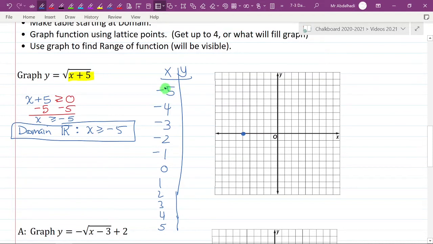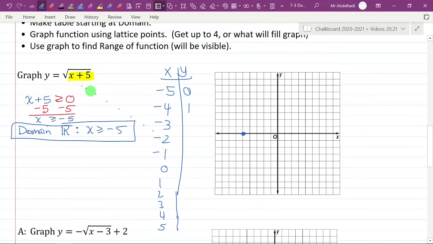So let's see what we get here. We started with -5. You plug in a -5 here, you get 0. Square root of 0 is 0. We already knew that one. If you plug in a -4, -4 plus 5 is 1. The square root of 1 is still 1, so that's going to be a 1. You plug in a -3 here, you have now the square root of 2, because -3 plus 5 is 2, and when you square root 2, you get a decimal. So we're going to skip that one. We're not going to do the decimal here.